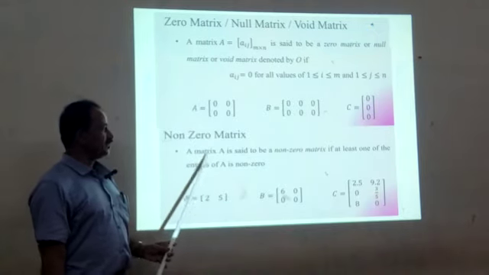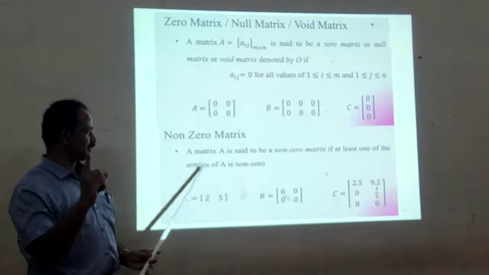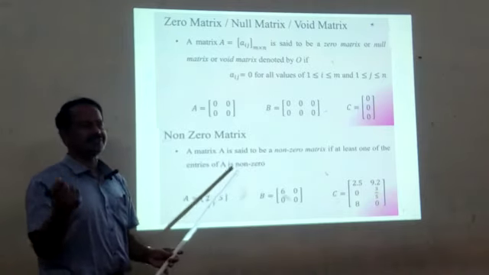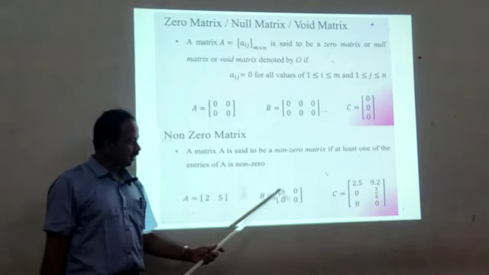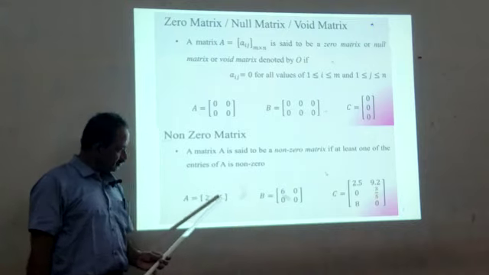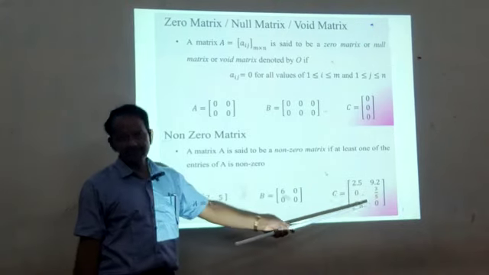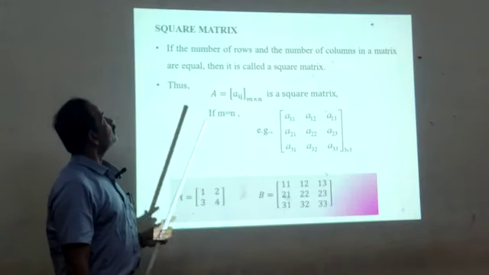Non-zero matrix. A matrix A is said to be a non-zero matrix if at least one element of the matrix A is non-zero. See, for example, you just take this matrix, one element exists, all the other things are 0 0. So it's a non-zero matrix. This is also a non-zero matrix, and this is also a non-zero matrix. So these are examples of non-zero matrix.